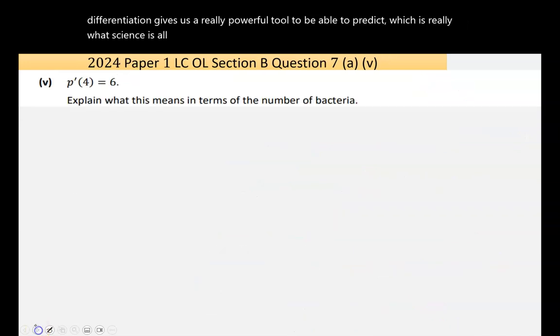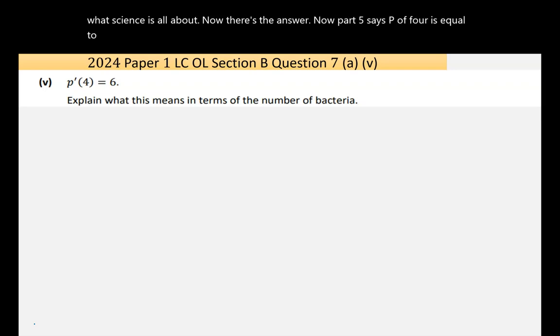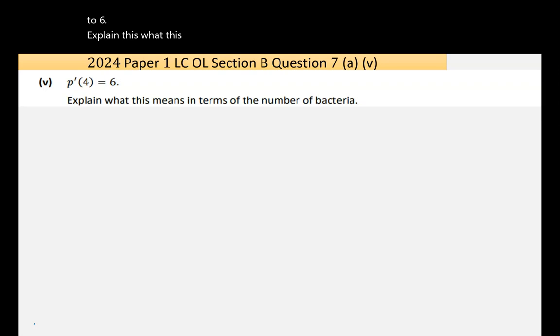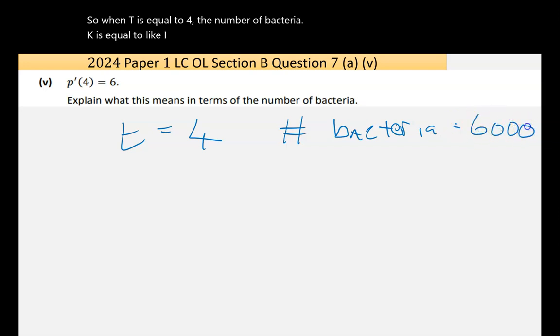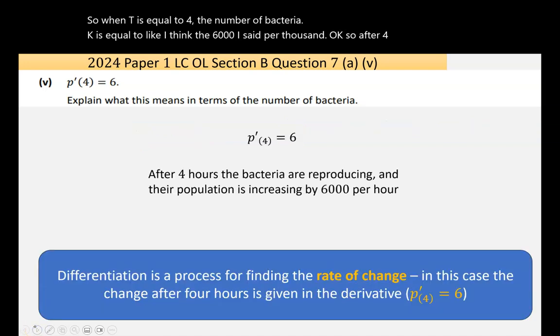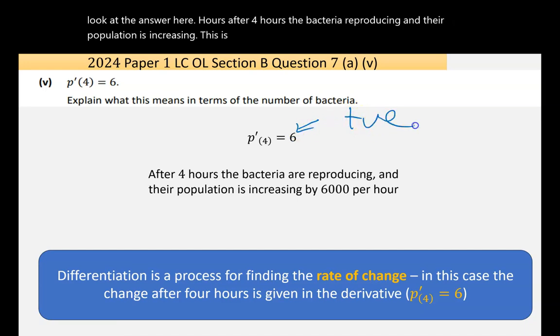Now, there's the answer. Now, part 5 says P prime of 4 is equal to 6. Explain what this means in terms of the number of bacteria. So when t is equal to 4, the number of bacteria is equal to, I think it's 6,000. I said per thousand. Okay. So after 4 hours, the bacteria are reproducing and their population is increasing. This is positive. Okay. So the numbers are going up by 6,000 per hour. That's all.